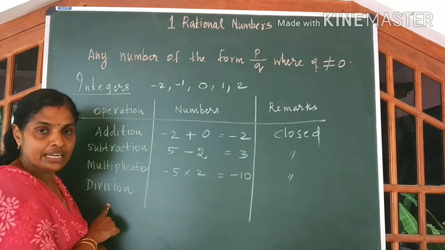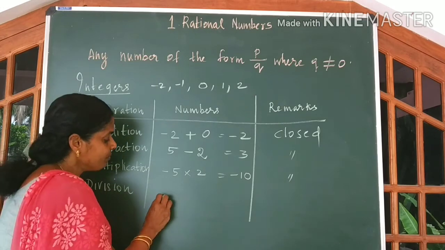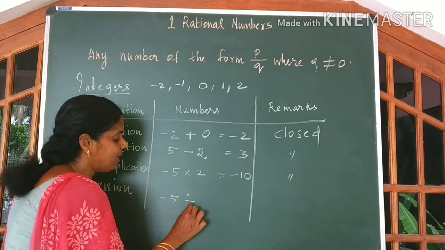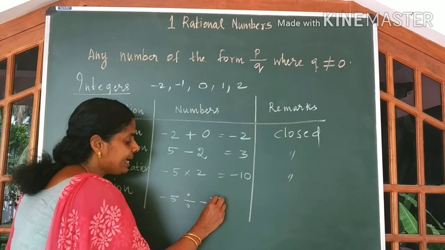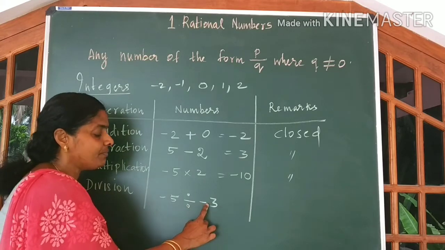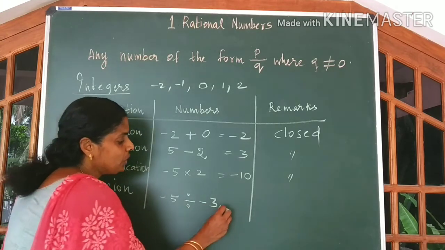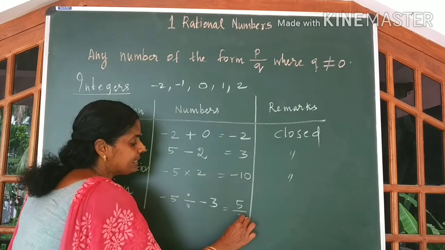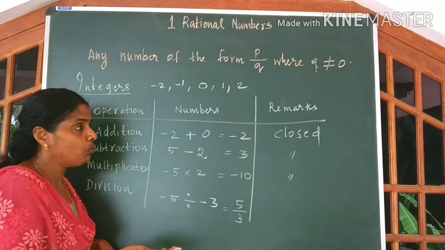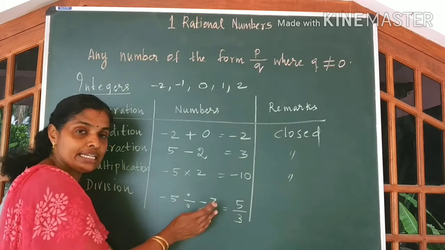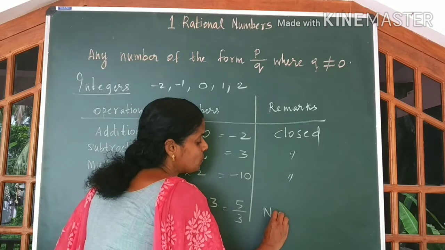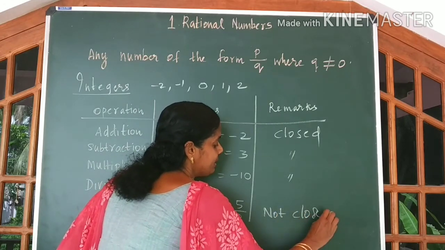What about division? Take for example a negative number. Let us divide it by another negative number. We are dividing negative 5 divided by negative 3. You get 5 by 3, which is a fraction. Sometimes you may get an integer itself. Okay, here we say they are not closed under division.